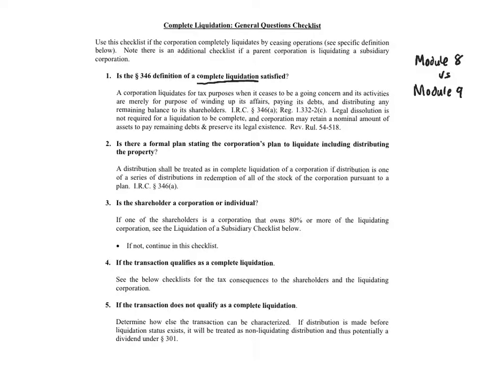The reason why this is important is because if the shareholder is a corporation, we might be able to get a special non-recognition rule. A special non-recognition rule. Okay, I'll talk about that in a minute. So if it does qualify as complete liquidation, we apply the checklist below, which are Module 9. If it's not complete liquidation, we apply Module 8, the 4-part analysis, to the distribution.